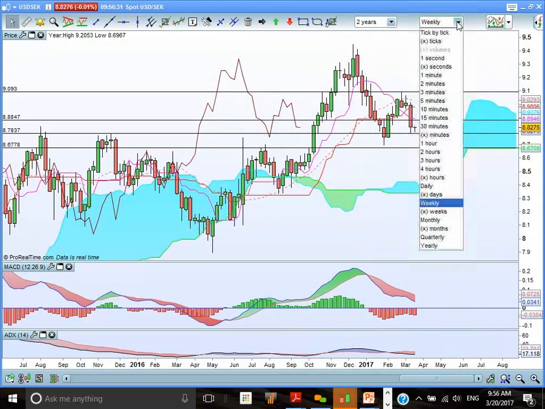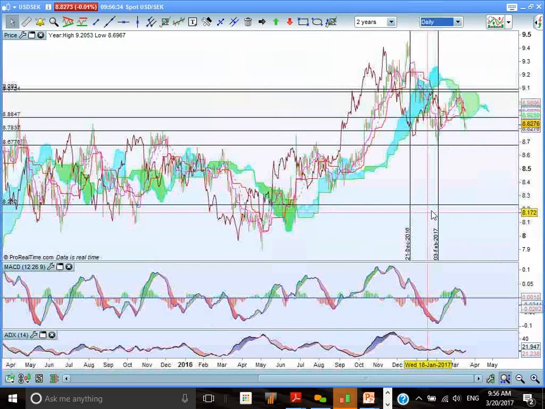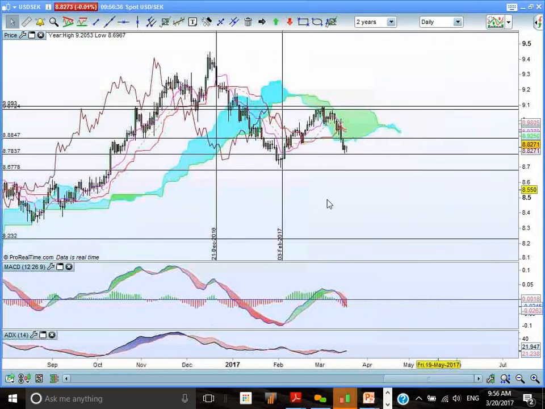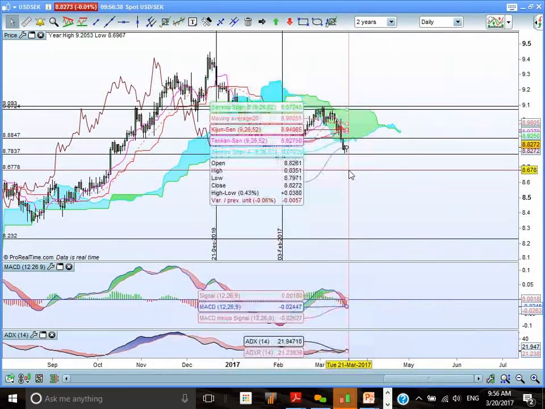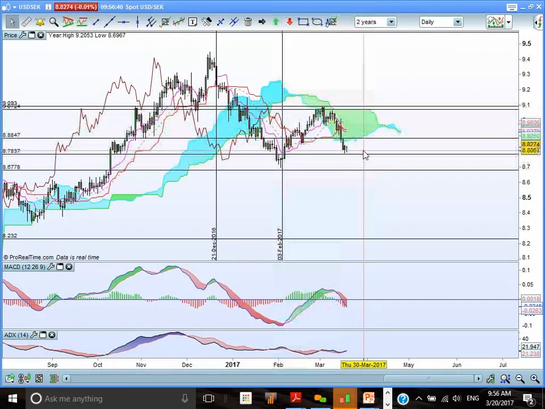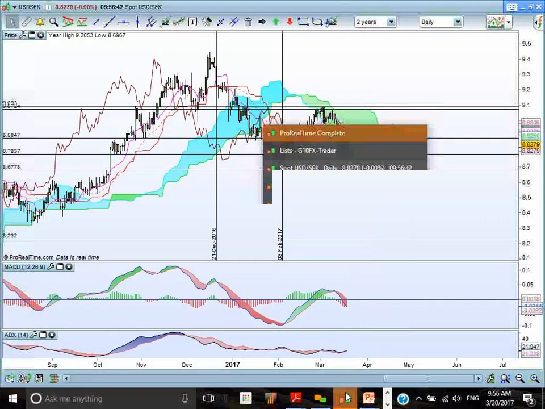So we are at a critical juncture here, where we are looking for support. We are looking for old lows to come in as support, but the front end of the cloud, we are price action below the cloud, so that's overall very negative.